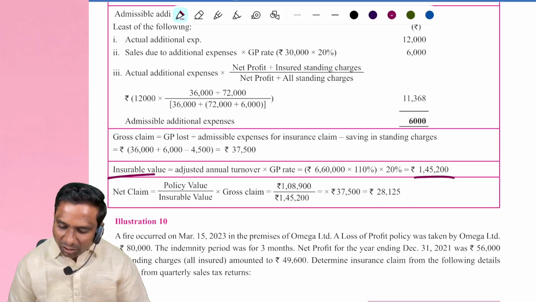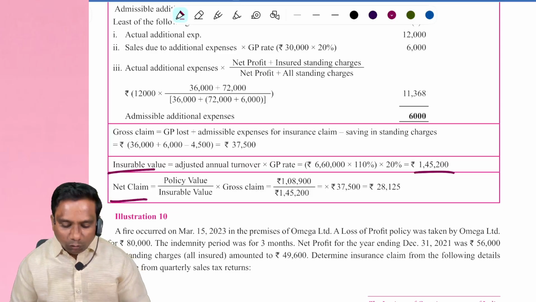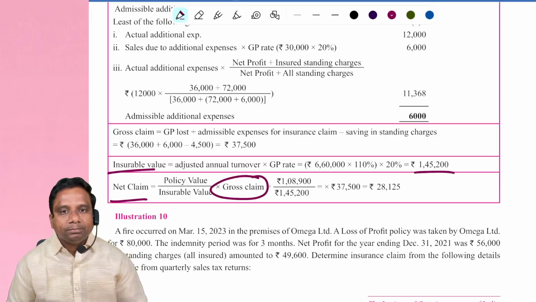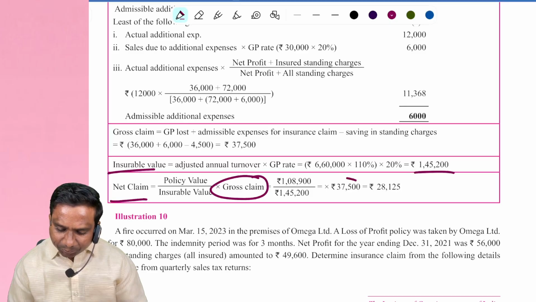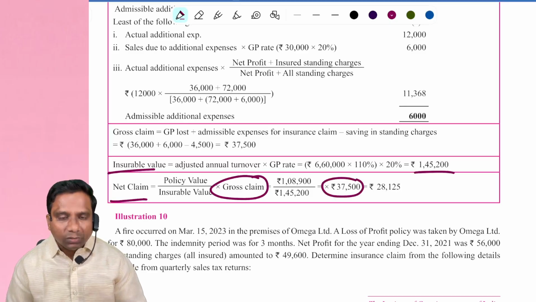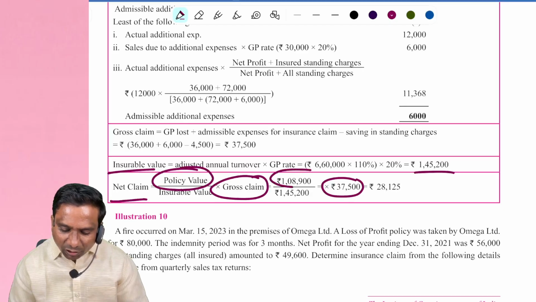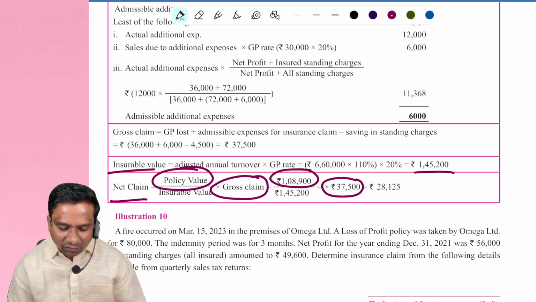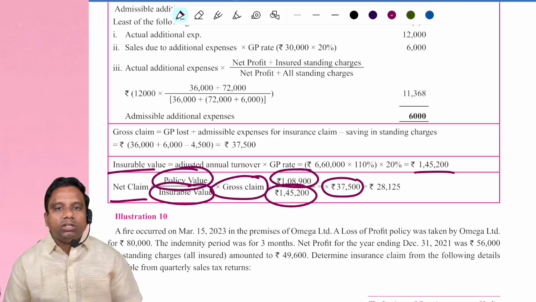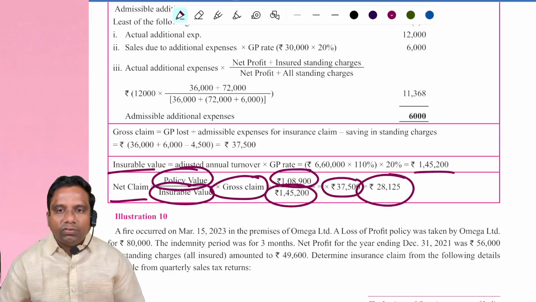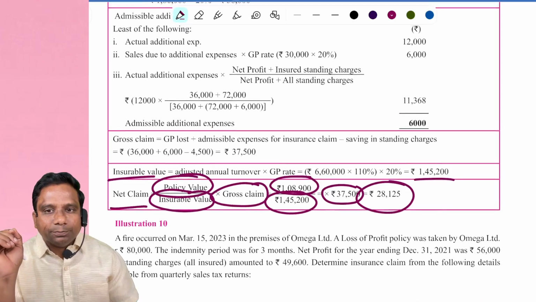Insurable value 1,45,200. And what's the net claim, sir? Net claim is equal to gross claim. Gross claim is nothing but 37,500 into policy value. Policy value is nothing but what? 1,08,900 divided by insurable value 1,45,200. And this is our final answer, 28,125.